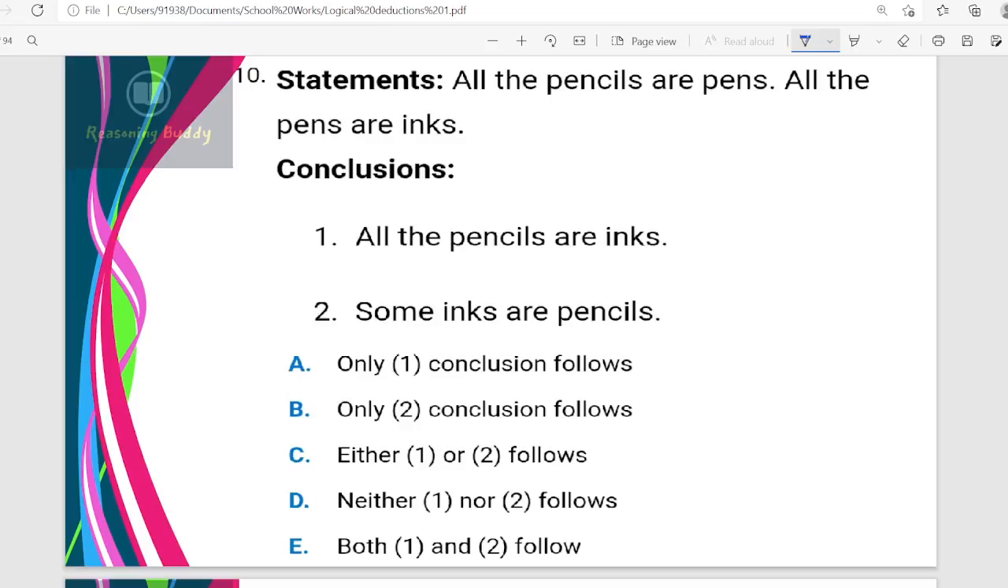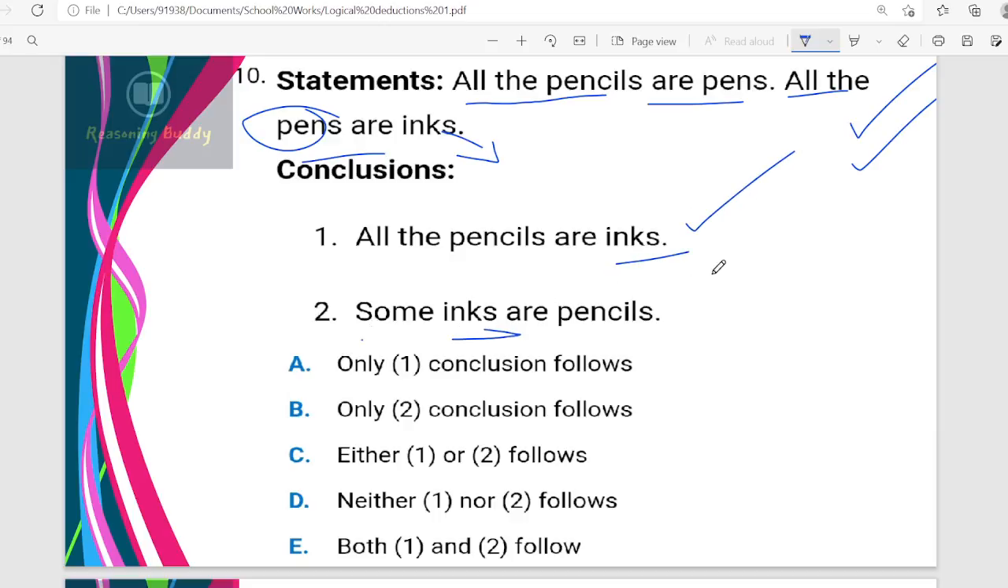Yeah, so I will explain it. Here they given all the pencils are pens. All the pens are inks. The common term is pen, so it is distributed at least once. The first two rules follow, and until the sixth it does not apply, and the seventh rule is that a non-distributed term should not be distributed. So the non-distributed term is ink. Ink is not distributed here, and it is not distributed here also. So both the statements are correct. Option E.